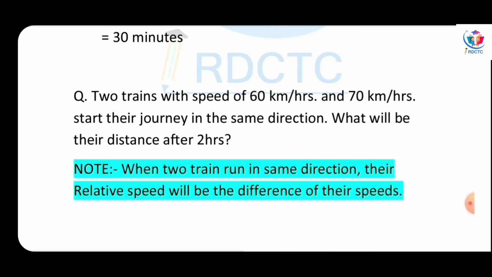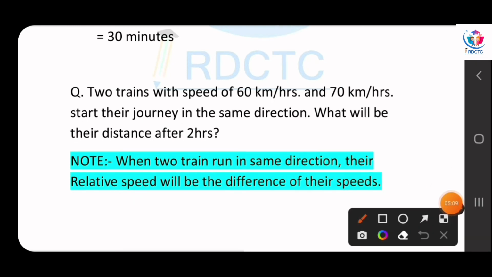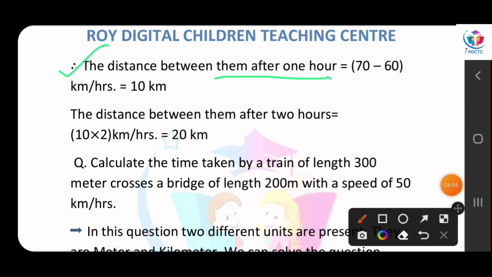Okay, but in the question we have to find out their distance after 2 hours. The distance between them after 1 hour equals 70 minus 60, and we get 10 kilometers.